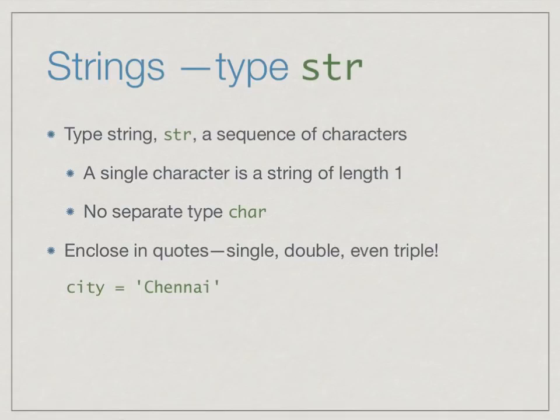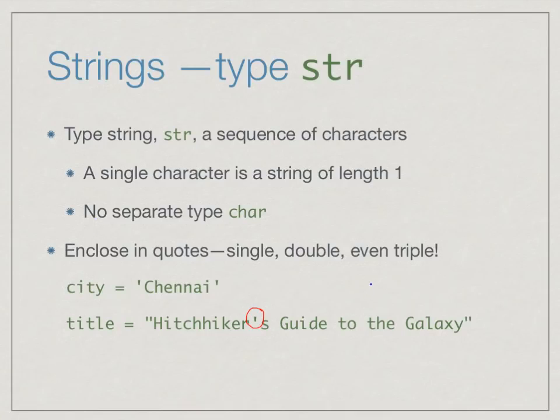So we see exactly the symbols within these two quotes as the value assigned to the name city. Now we can also use double quotes, and one reason to use double quotes is if you actually need to use a single quote as part of the string. Right? So this is one way to do it.